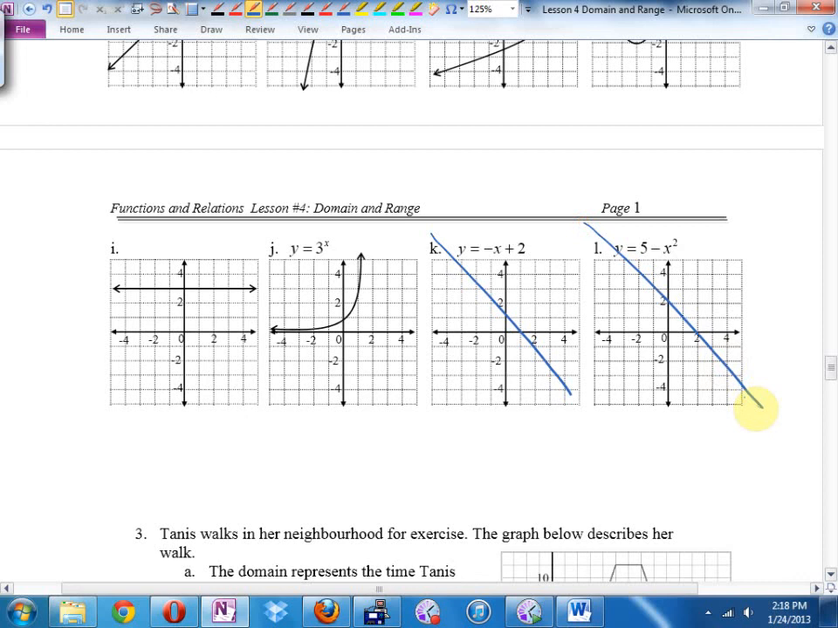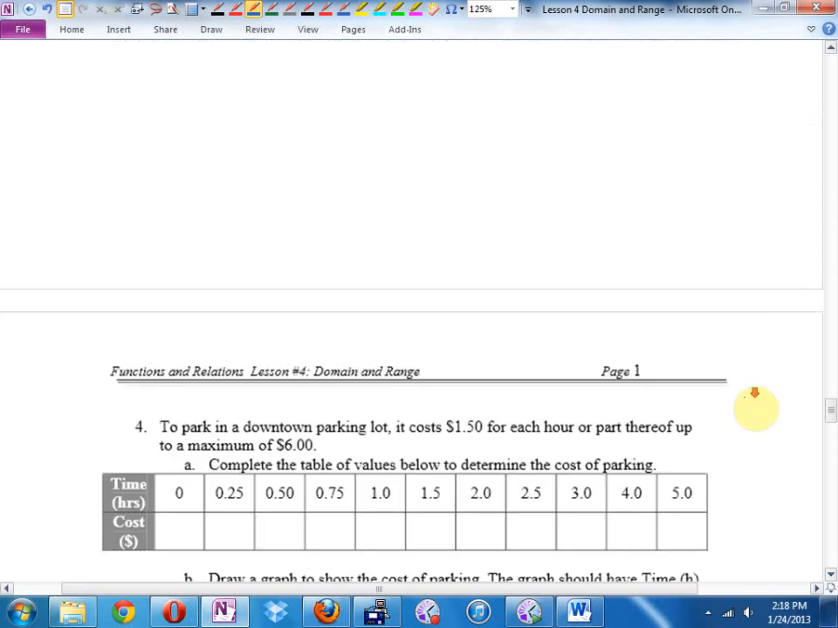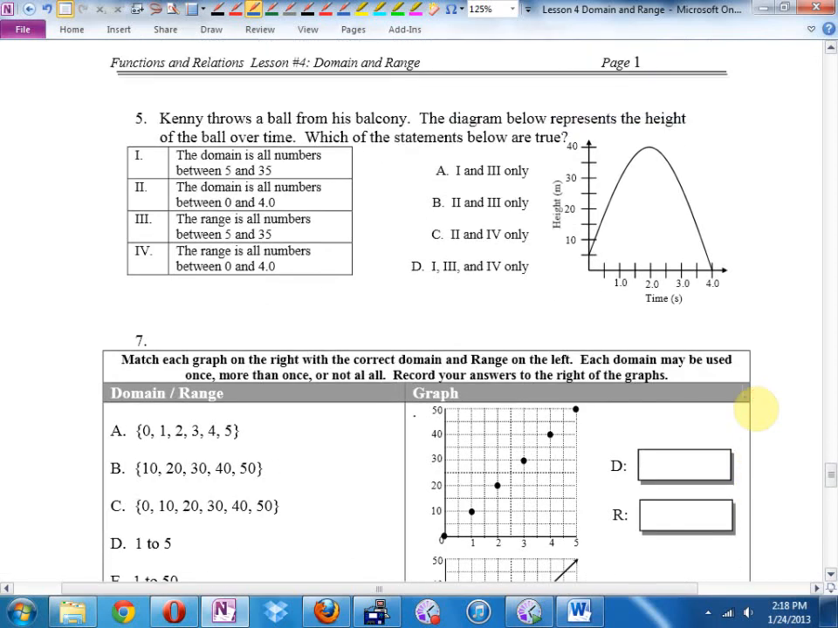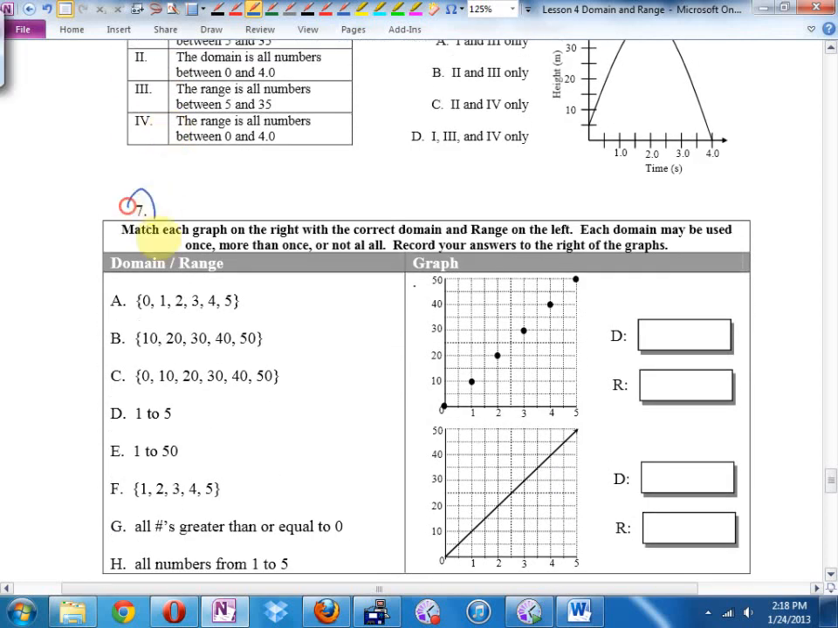My friend who created this lesson, his kids all had graphing calculators, so you could graph that and then find the domain and range. We don't have that. I'm going to pass. No. 5, 7.